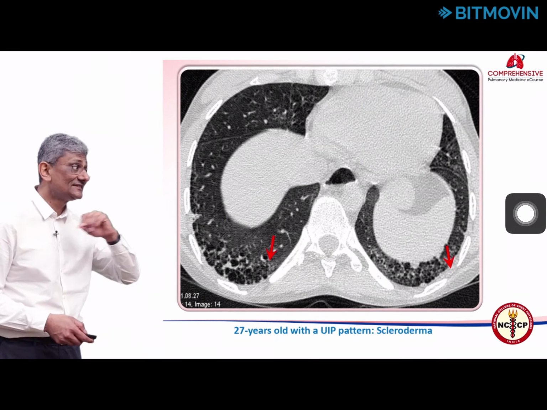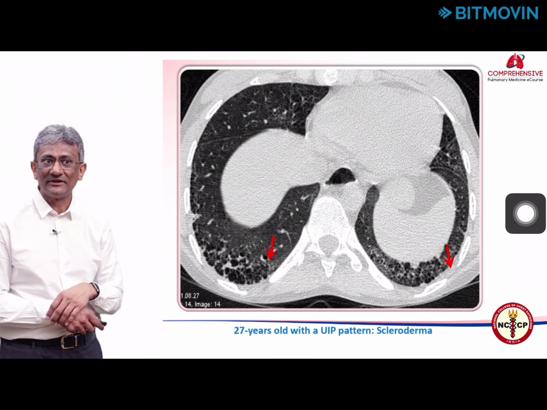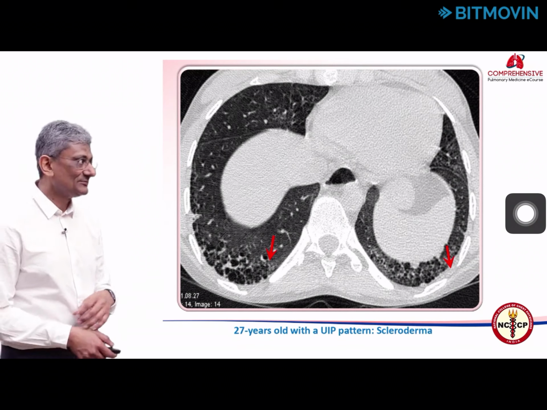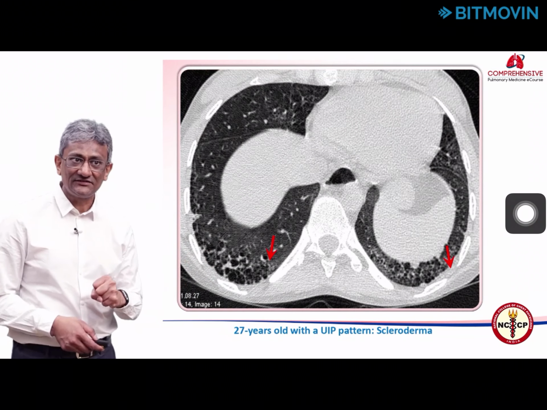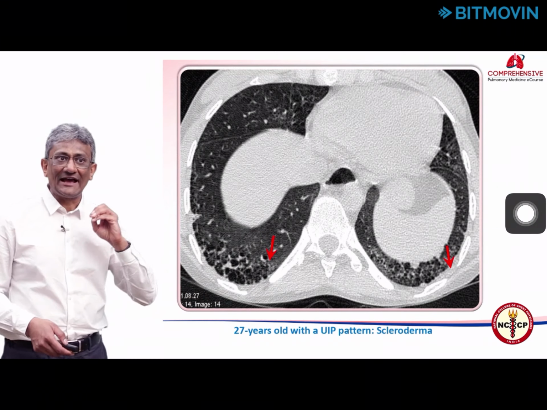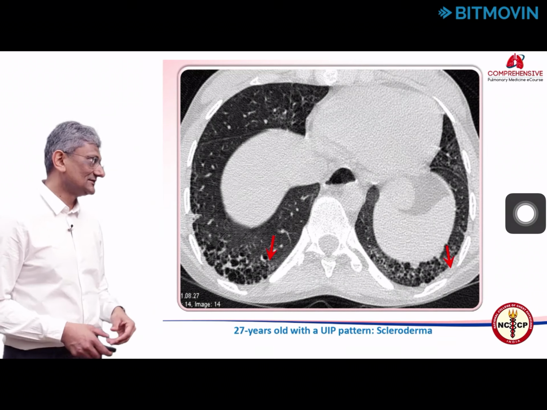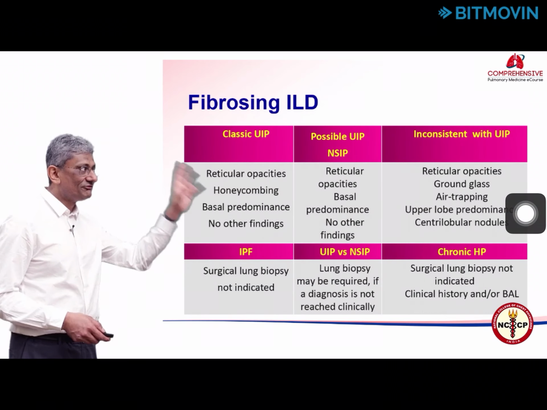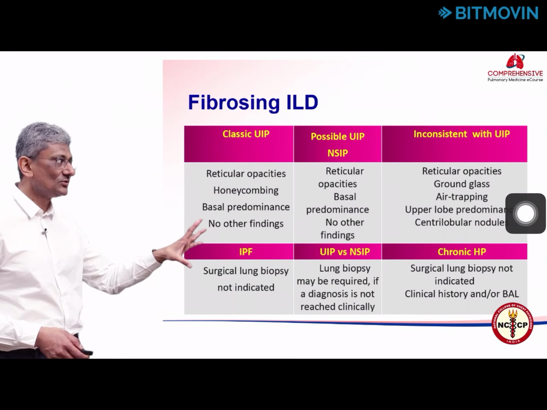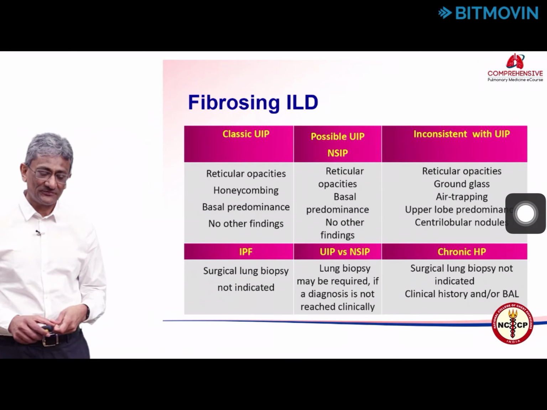For example, this is a 27-year-old with a typical UIP pattern. We've got honeycombing in the lower lobes, right? But this patient has esophageal dilatation, this patient has scleroderma, therefore, this is not IPF, this is scleroderma related ILD. So, that's our first bucket, classic UIP, where we don't need to do a surgical lung biopsy.